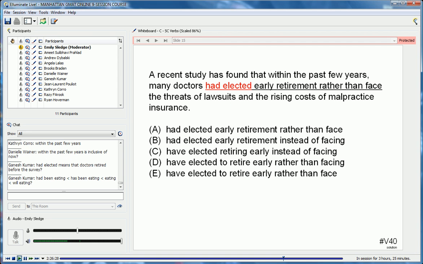And just to go back to the choices, it was in fact E. Have elected to retire. Ganesh is asking on the side here, sort of what comes before what. Roughly speaking, what you're writing is appropriate order. Had been would be like an earlier past action. Has been means sort of ongoing up to the present moment. Eating is in the present moment, and will be eating would be in the future.